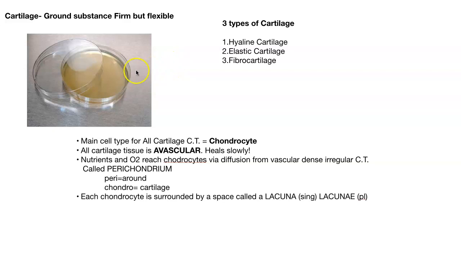So in class, normally I bring out a Petri dish to demonstrate the ground substance, what it feels like. If you've ever worked with a Petri dish before, you know this agar is firm, but if you put your finger in it, it will bend a little bit. It's flexible. I want you to think of this as how the ground substance is. And it's going to be modified depending on what type of cartilage it is.